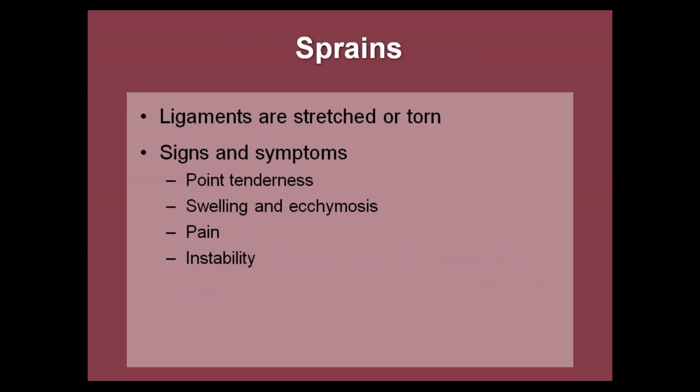Ligaments are stretched when there's a sprain. You could have a sprain of any joint where ligaments can get stretched or torn. You're going to have point tenderness, swelling, bruising, pain, and possible instability as well. And the more that swells, the more stable the joint's going to feel because it's not going to move. But when that joint gets checked, it's going to be notably an unstable joint.